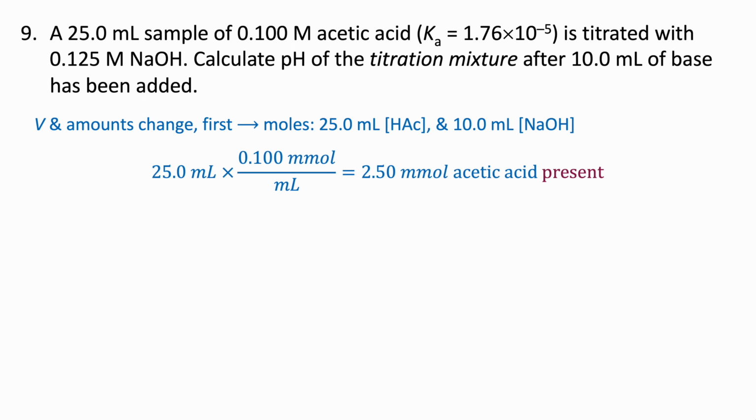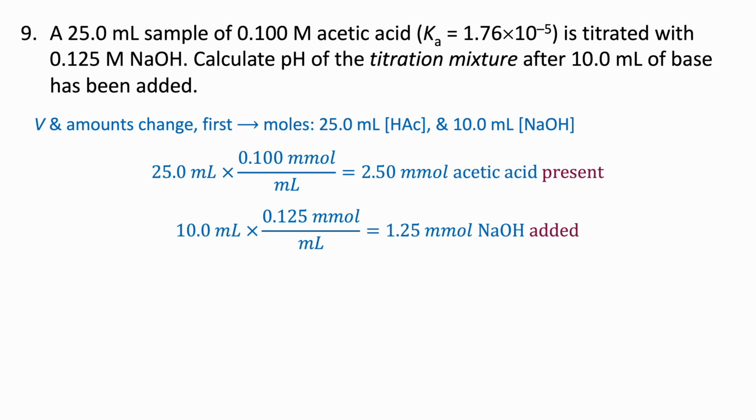So this is what I have here. For the acetic acid in this problem, concentration times volume gives me the amount. I'm working here with millimoles just for the simplicity of the calculations, and I do the same for my titrant. Now, look at these two values. One of them is smaller, in this case the titrant, and that's going to be my limiting reactant.